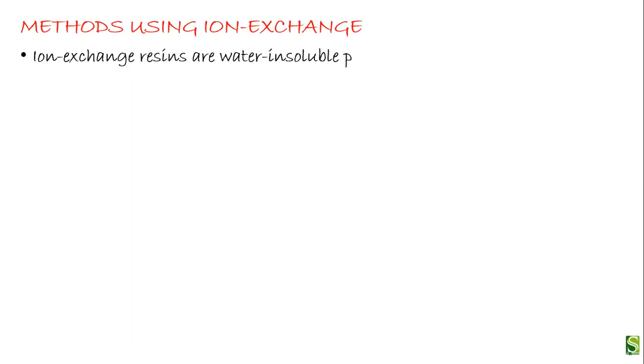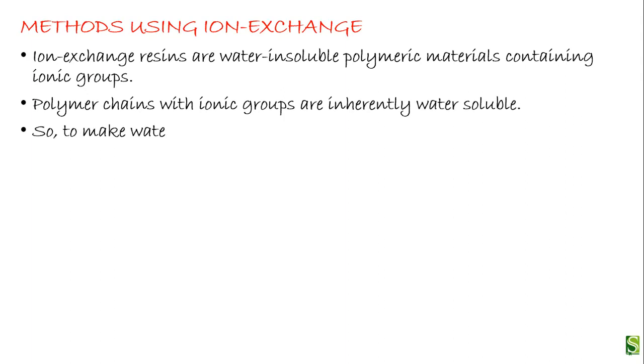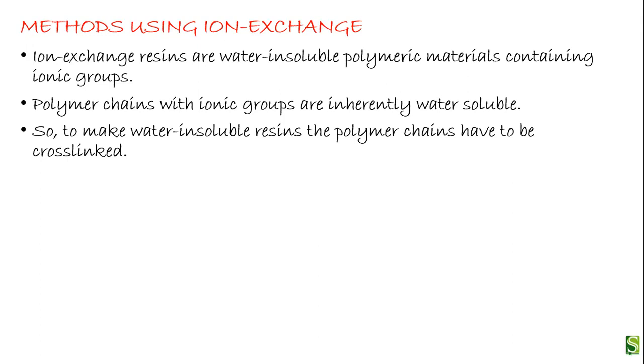The ion exchange resins are water insoluble polymeric materials which contain ionic groups. Now, it has got ionic groups, that means it is a charged moiety. The polymer chains with ionic groups are inherently water soluble. So to make them water insoluble, what we have to do? We have to cross link them. So these polymer chains have to be cross linked.